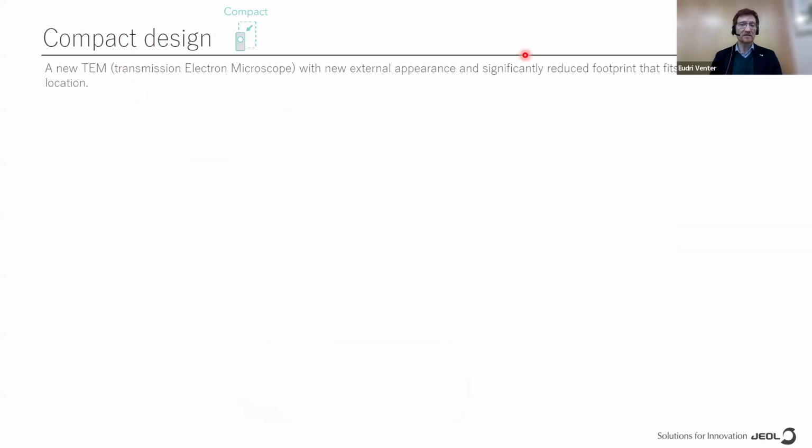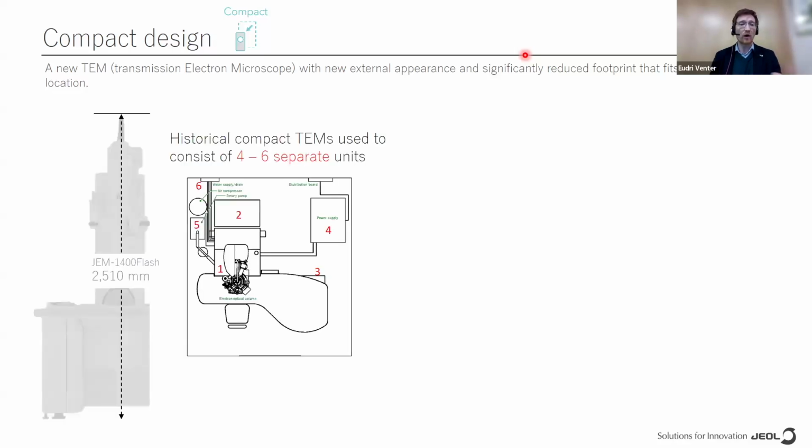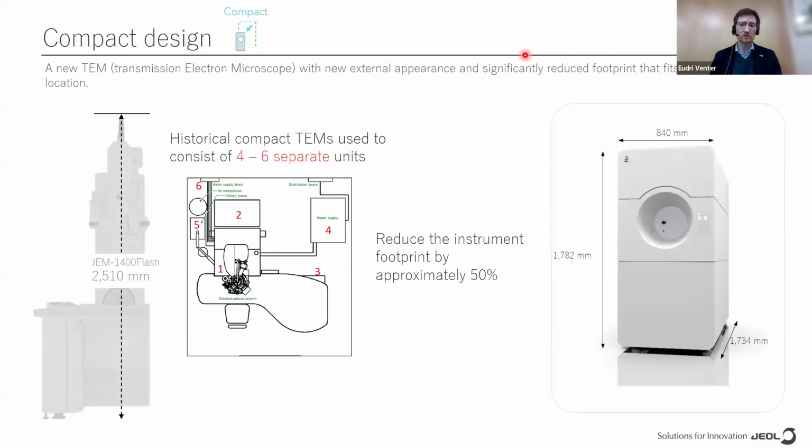A significant redesign was made of the TEM's external appearance, and the resultant compact size allows it to fit into almost any installation location, which supports users from normal use to the maintenance side of things. Now, how was this done? Historically, a TEM of its class required about 4 to 6 separate units, which in the end took up quite a lot of physical footprint. Whereas the JEM-120i has a 50% reduced footprint by combining these units into a single unit. So basically, what you see in that box is what you get. There are no additional components that need to find a place to live.